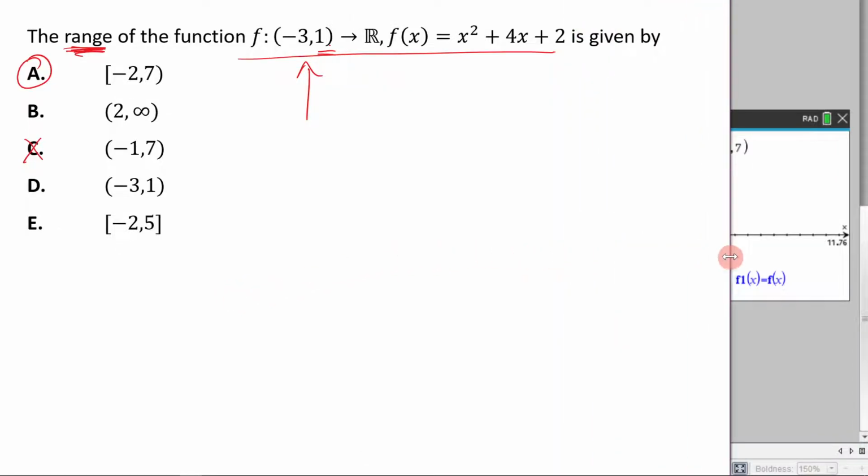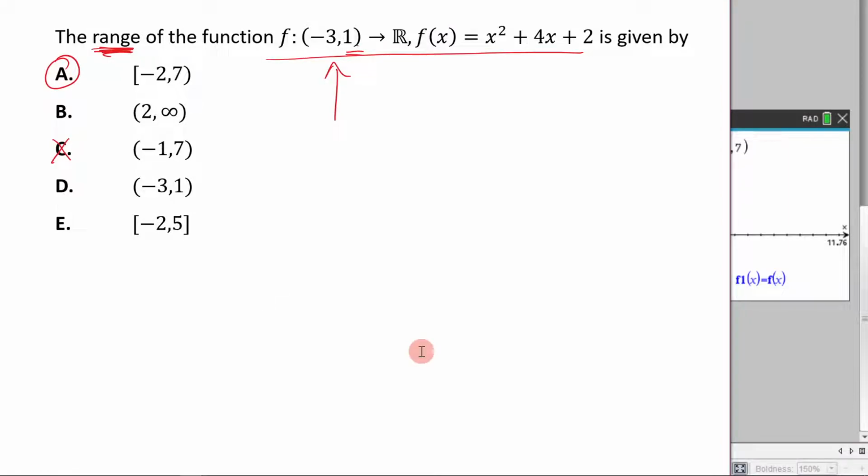Okay, so that is how you answer that question. Use your CAS efficiently and you'll figure out that the answer is A.